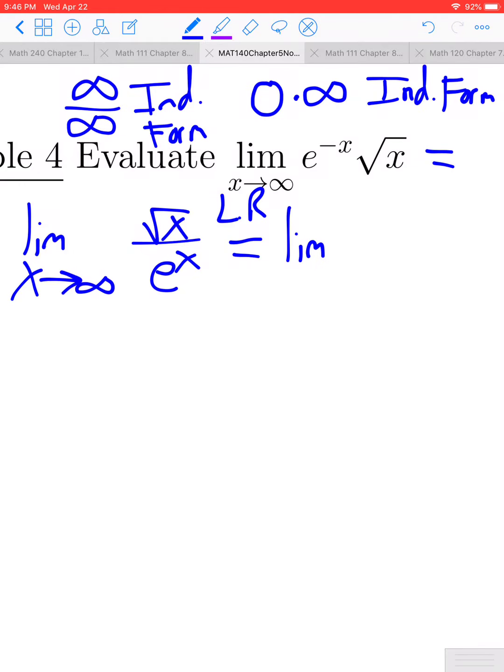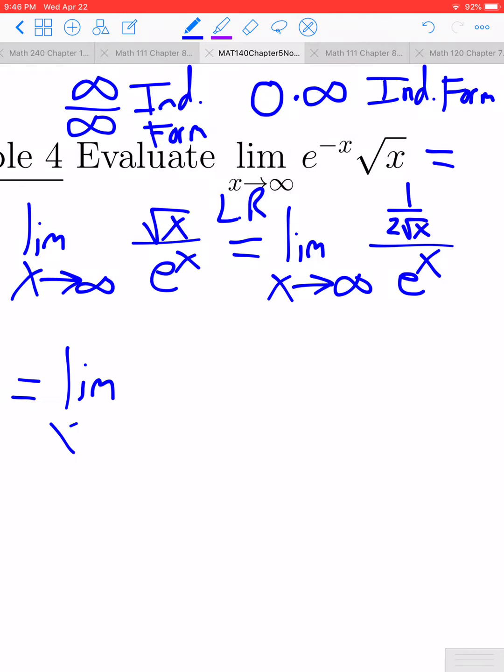This is going to be the limit as x approaches infinity. The derivative of the numerator, we've seen that a lot this semester, so I'm going to skip that step. But the derivative of the square root of x, if you work it out and simplify it, should be 1 divided by 2 square roots of x. The derivative of the denominator, derivative of e to the x, is just e to the x. We want to simplify this complex fraction, keep, change, flip. This is going to be 1 divided by 2 e to the x square root of x.